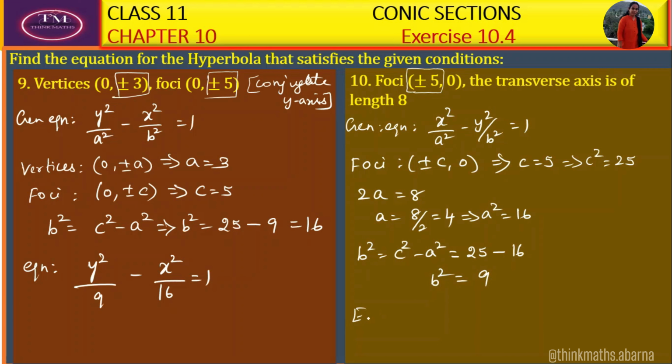So what is the equation? X square by a square, a square is 16, minus y square by b square, b square is 9, equal to 1. This is the required equation. Clear? So shall we move on to the next problem?